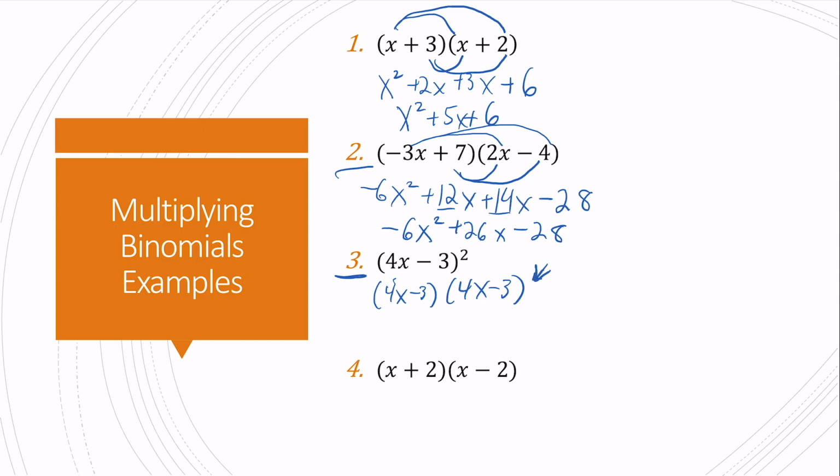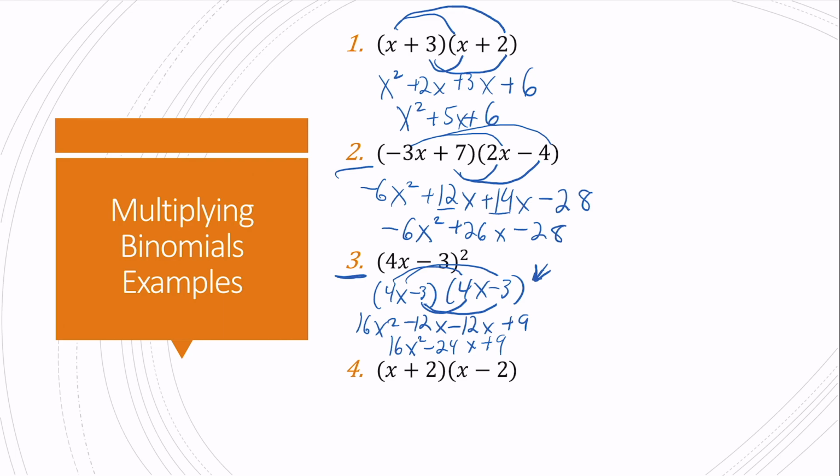I can then FOIL. 4x times 4x is 16x squared. 4x times a negative 3 is a negative 12x. Negative 3 times 4x is a negative 12x. Negative 3 times negative 3 is a positive 9. And then combine like terms. 16x squared minus 24x plus 9 is my final answer.